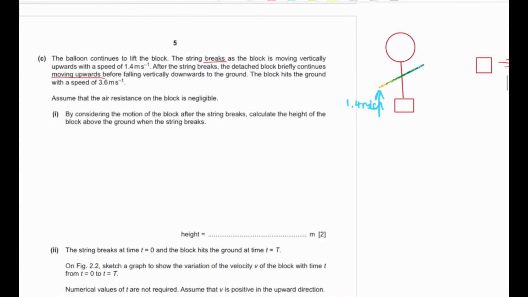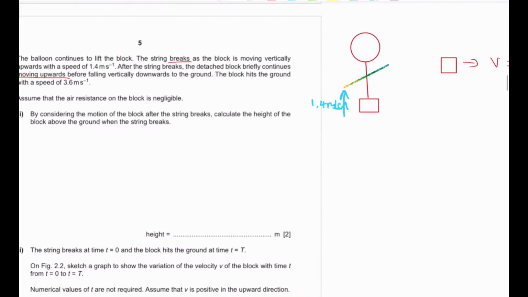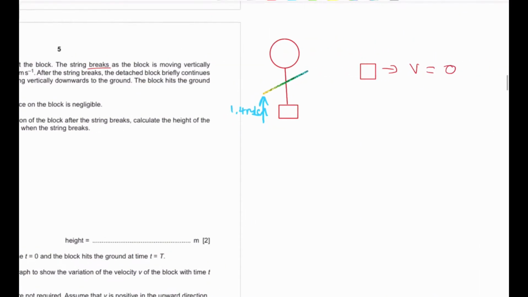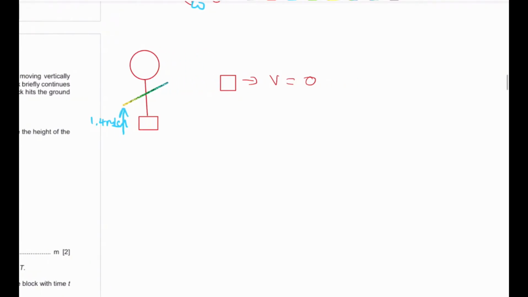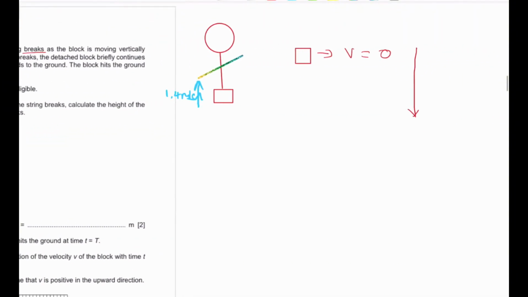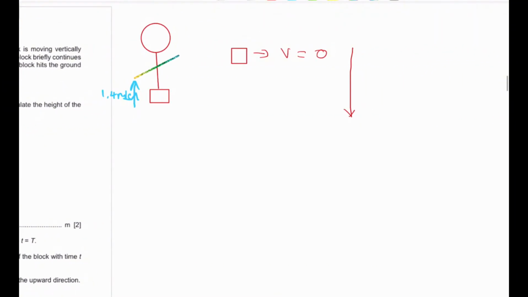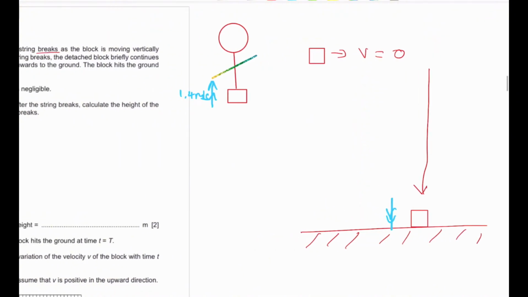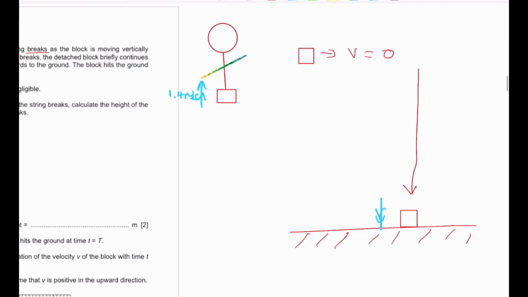After the string breaks, the detached block continues moving upwards until it reaches that height, and then it starts to fall vertically downwards, and it hits the ground with a speed of 3.6. So as it falls downwards, it will then hit the ground. Here is our block, and it will hit the ground with a speed of 3.6 meters per second.